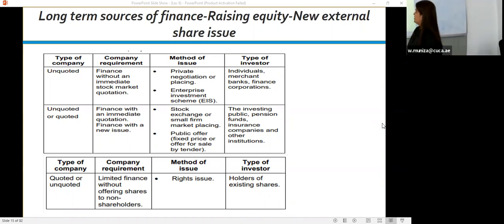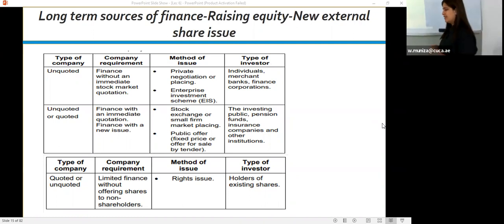Okay, now students, long-term sources of finance, raising equity: new external share issue. Instead of using retained earnings as the source of finance, or instead of making the rights issue, companies can make a new external share issue as well. But you need to keep in mind that it is not available to all companies, especially unquoted companies. Unquoted companies are basically unlisted companies: those which once were listed on the stock exchange and had issued their shares to the general public, but now are not allowed.